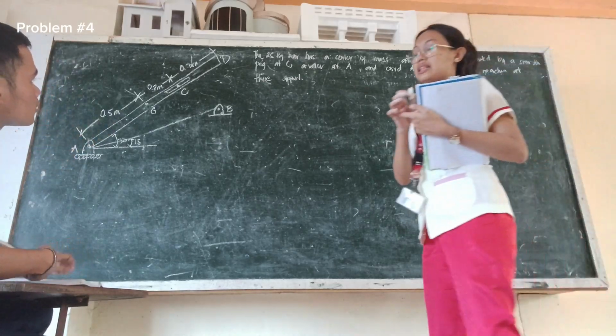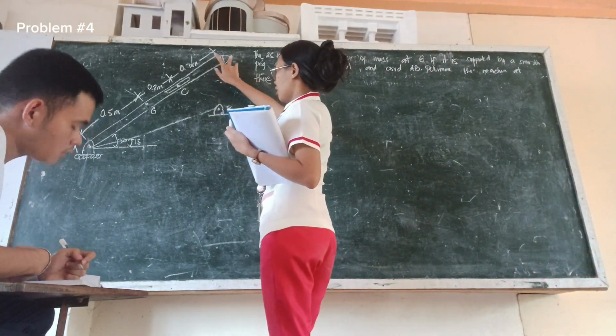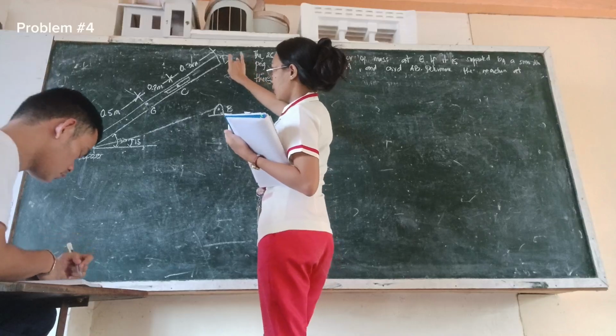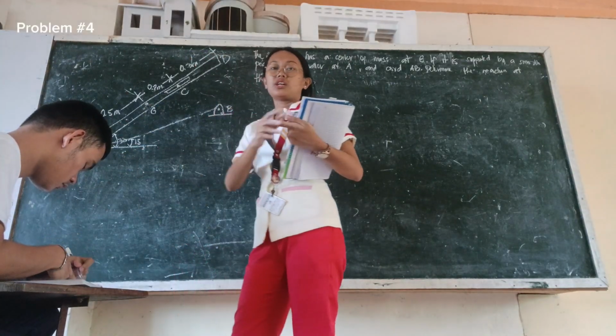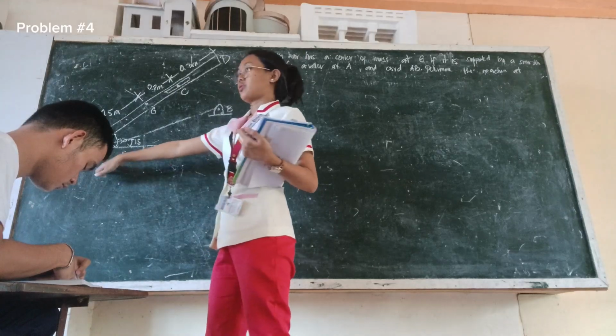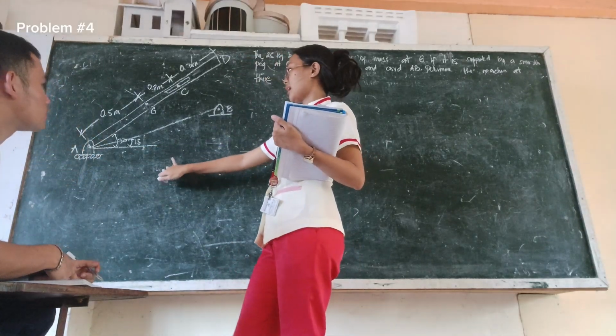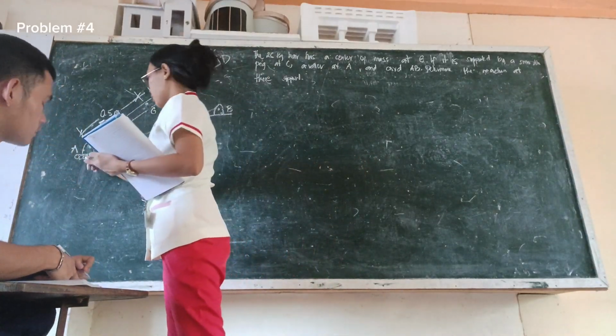So first, let us identify what supports are there in this figure. As you can see here, A has a roller support. So A has only vertical support.